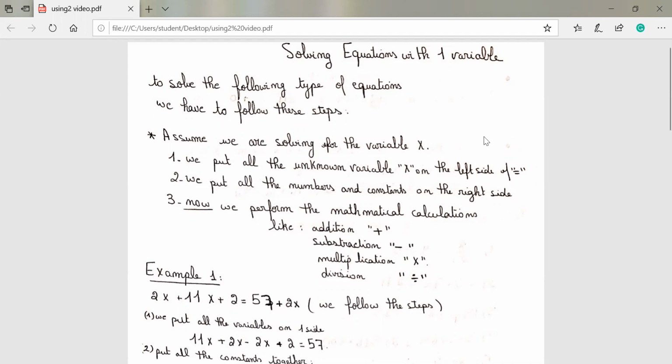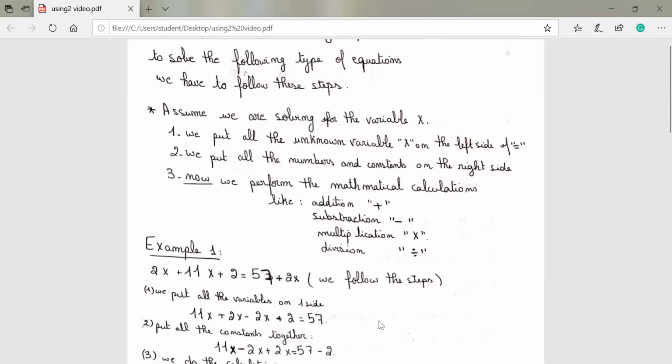The first step is we should put all the unknown variables, assuming we have x, on one side, which is going to be the left side of the equal sign. Then we have to collect all the numbers and constants on the other side, which will be the right side of the equal sign. Now we have all the unknown variables on one side and all the numbers and constants on the other side. So we can reach our step 3, which will be performing the mathematical calculations, which would be the addition, the subtraction, the multiplication, and the division. So now I'm going to illustrate what I have said above with some examples.